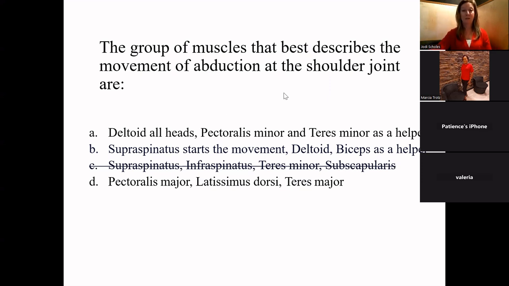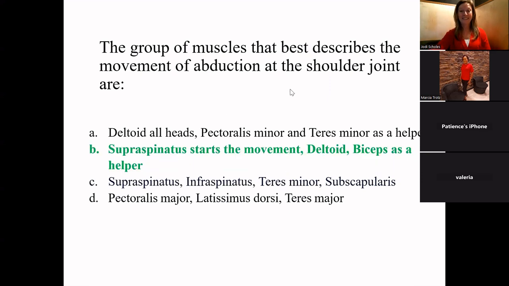All right. Best answer? Letter B. Abduction at the shoulder joint. Supraspinatus starts the movement, deltoid, biceps as a helper. Good job. Those of you who picked letter D, you were close. That's adduction, adduction at the glenohumeral joint.